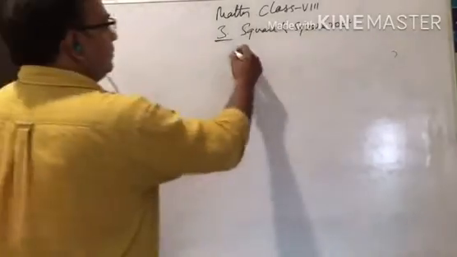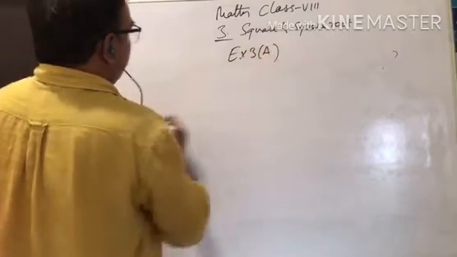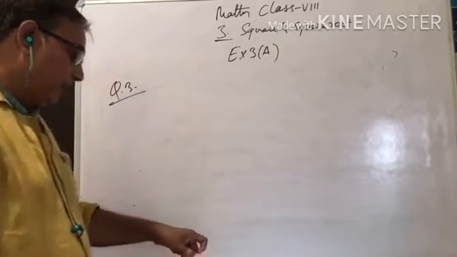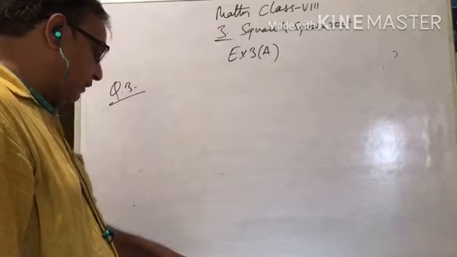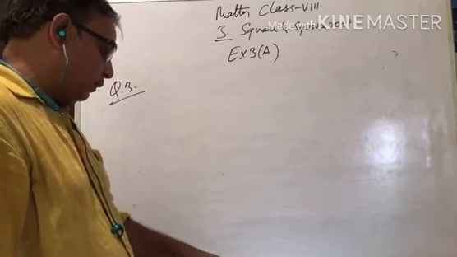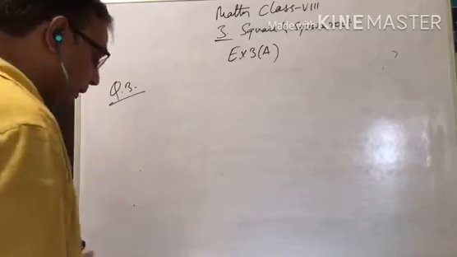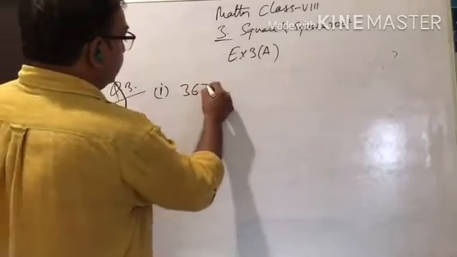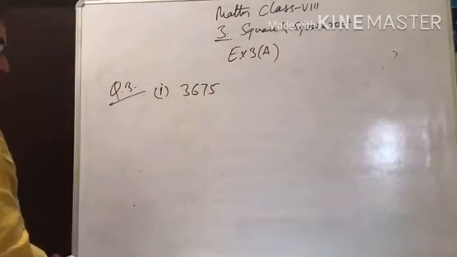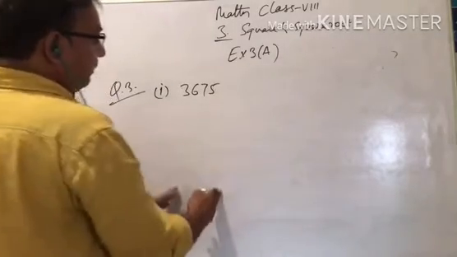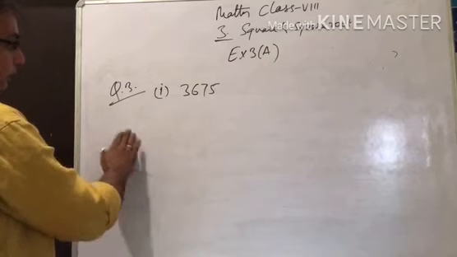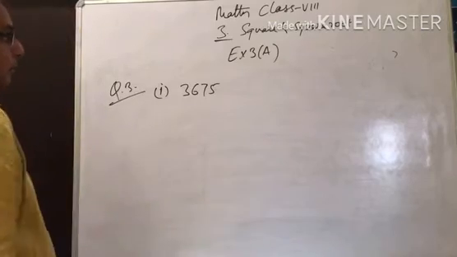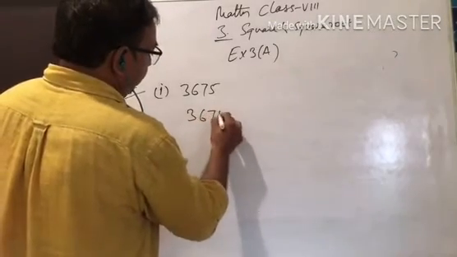Now this is exercise 3A, question number 3. By what least number should the given number be multiplied to get a perfect square number? In each case, find the number whose square is the new number. So let us start with the first question. This is 3675. It is given that this is not a perfect square. We have to find the number which must be multiplied to get a perfect square number. So again we have to do the prime factorization.